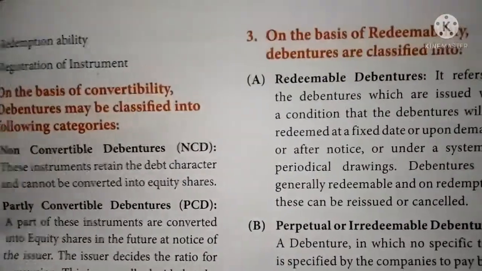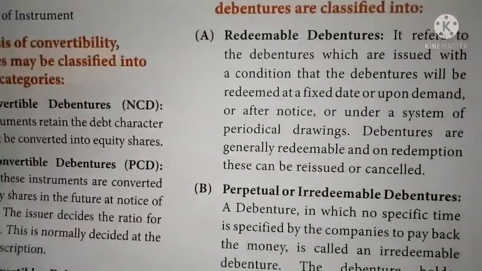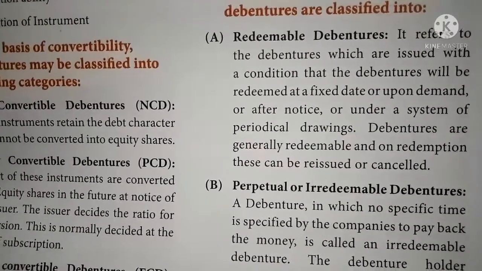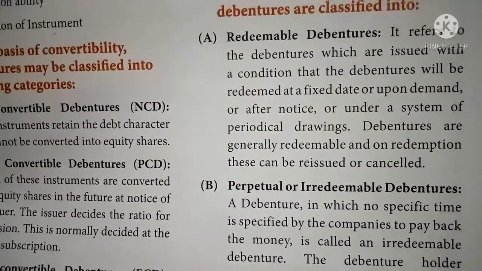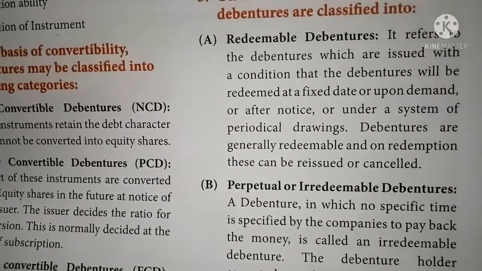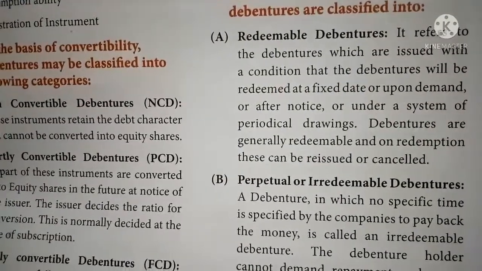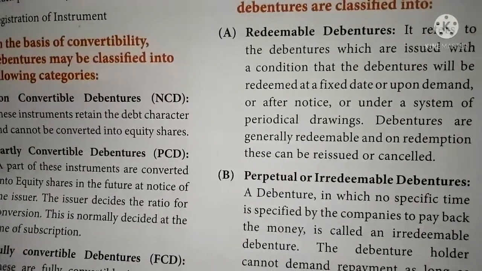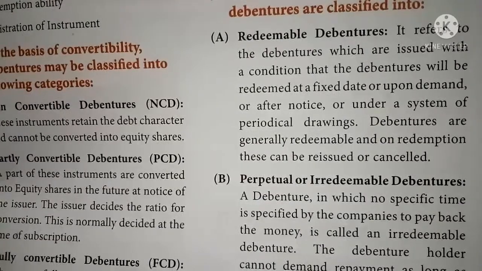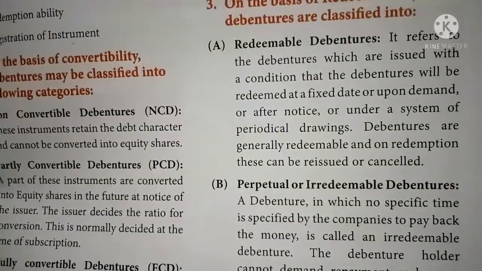Next, on the basis of redeemability, there are two types of debentures: redeemable debenture and irredeemable debenture. Redeemable debenture means during a specific period of time, the company will collect the debenture from the debenture holder and repay the money to the debenture holder. That type of debenture is called redeemable debenture. Redeem means return back. So the debenture holder will return the debenture to the company and collect the money from the company during a specific period of time.